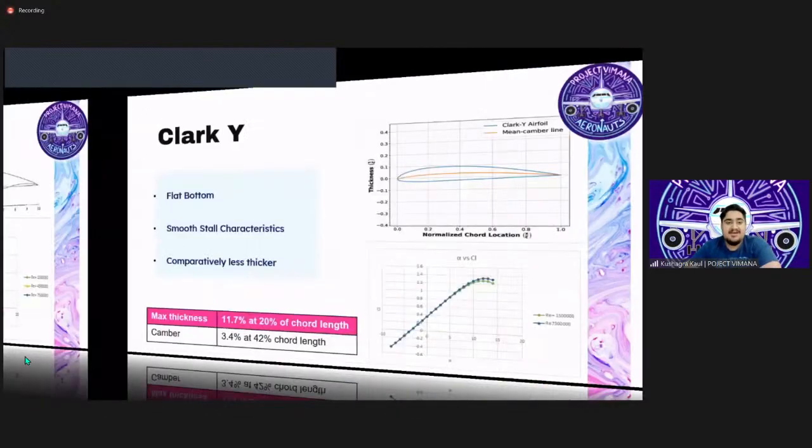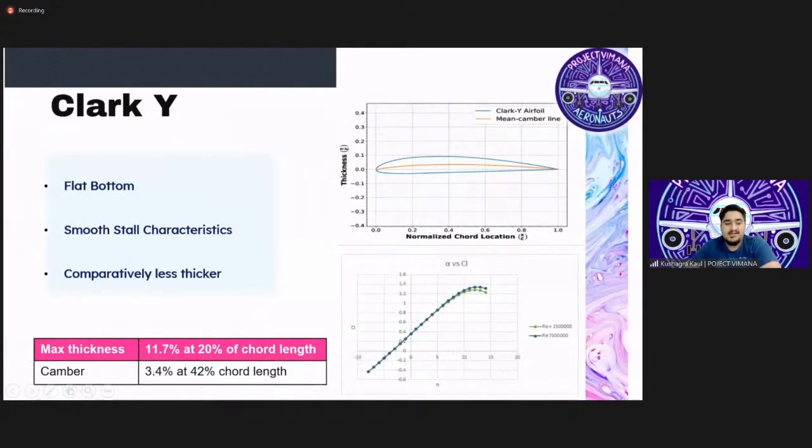The next one is the Clark Y airfoil. On the bottom left corner are the specs of this airfoil, and on the bottom right corner is a CL versus alpha graph of this airfoil. On analyzing the picture, we can see that it has a flat bottom, which streamlines the angle measurements for the propeller, making it simpler to create the wings. Also, it has smoother stall characteristics if we compare with the NASA NLF. But it is comparatively less thick than all the considered airfoils. Over to Ashwita.